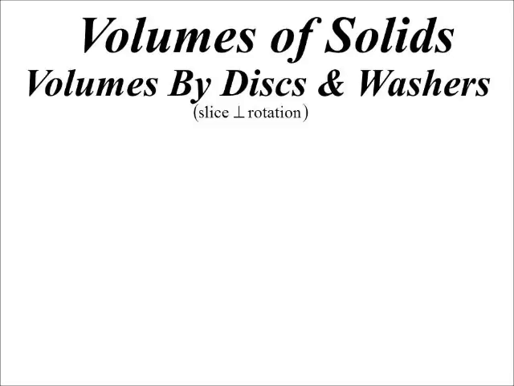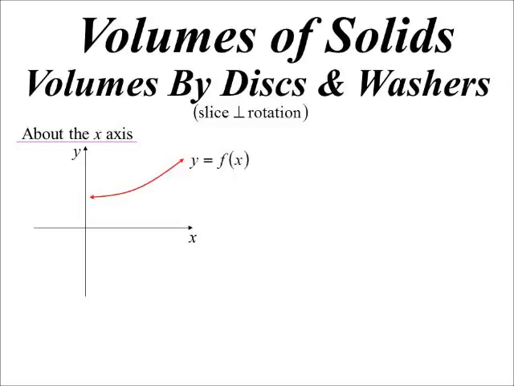So basically, discs and washers is when we slice up our solid, and we're going to slice it perpendicular to the rotation of the curve. So if we go about the x-axis, there's my number plane, there's a random curve, y equals function x, and I'm going to do the area from A to B, and we're going to revolve that around.